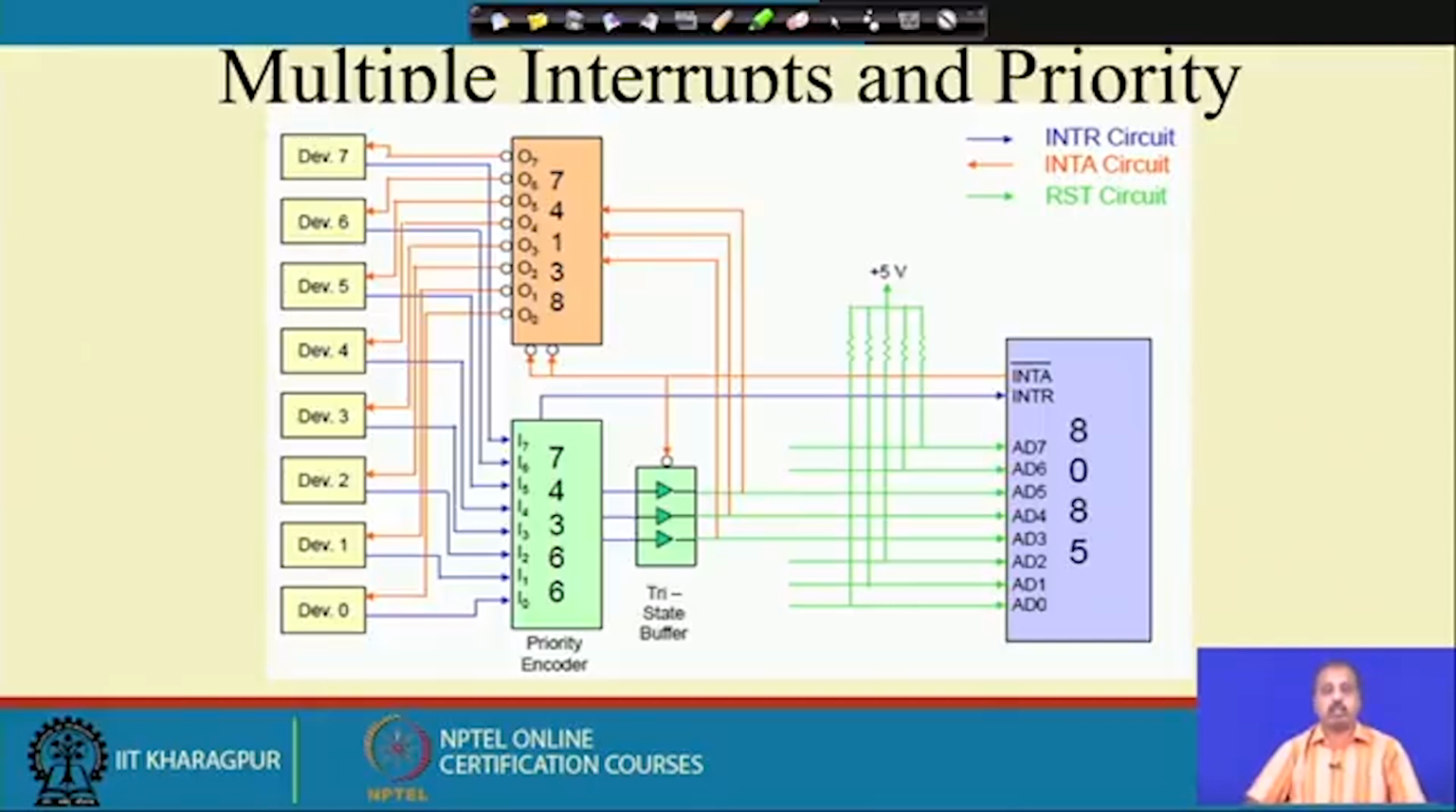So, we can have this priority encoding. If you have got more number of devices, then possibly we can think about a multi-level priority encoder scheme, by which we can connect more than one 74366 chips and resolve interrupt priorities that way.